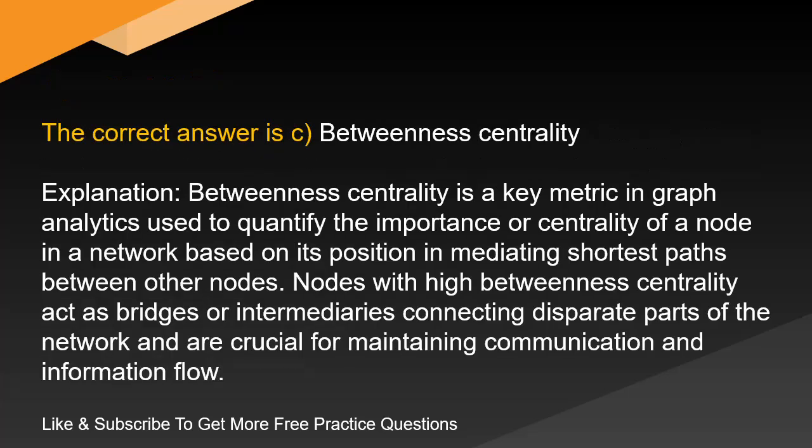The correct answer is C. Betweenness centrality. Explanation. Betweenness centrality is a key metric in graph analytics used to quantify the importance or centrality of a node in a network based on its position in mediating shortest paths between other nodes. Nodes with high betweenness centrality act as bridges or intermediaries connecting disparate parts of the network and are crucial for maintaining communication and information flow.